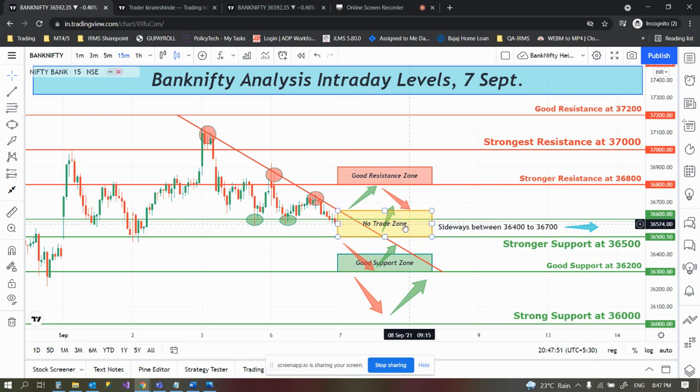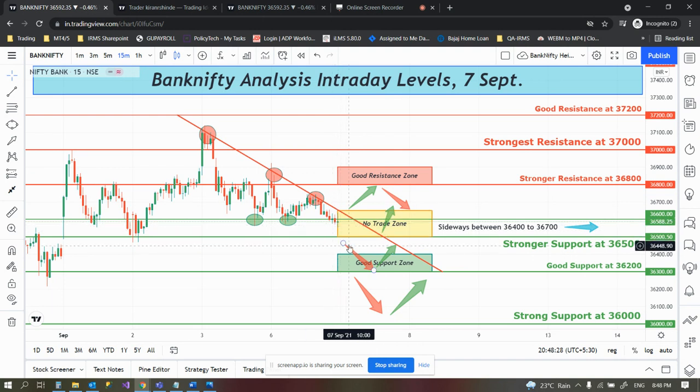Second scenario, in the no trade zone, if the market opens flat at this particular level, let it break any of these levels. So if the market opens flat, let it cross this trend line, break this level as well, 36,650. And if we see a positive green candle, then go for buy, but do not hold on too long. As you can see, the market hardly moves more than 250 points in a day. So book your profits as soon as possible.